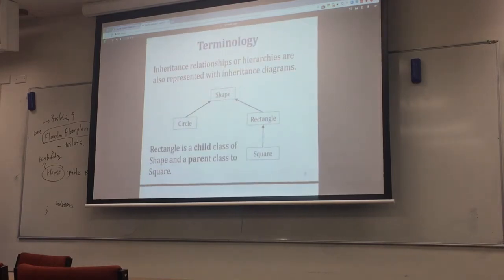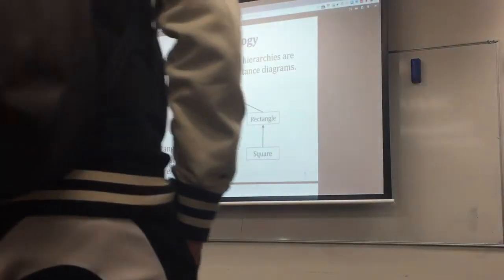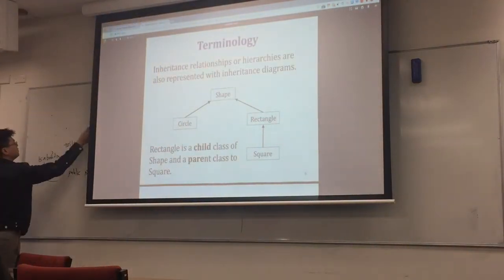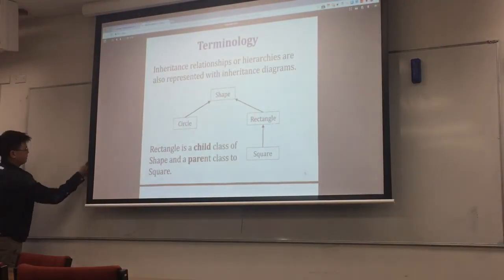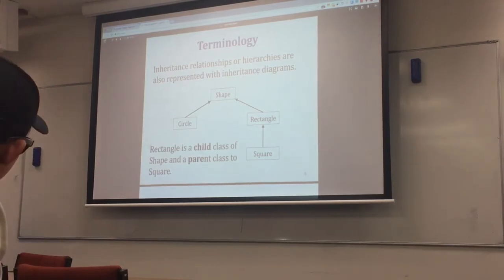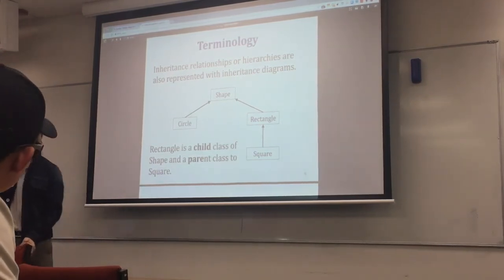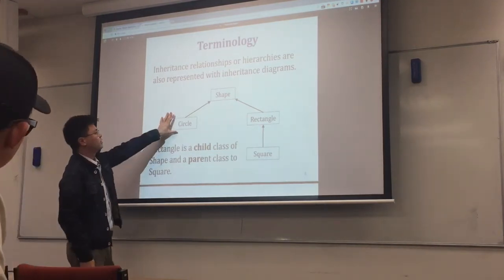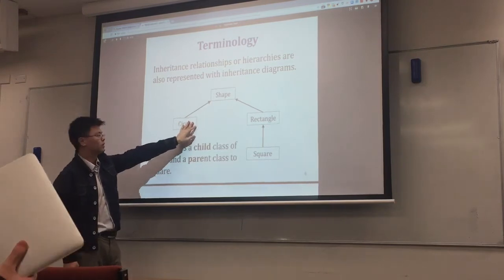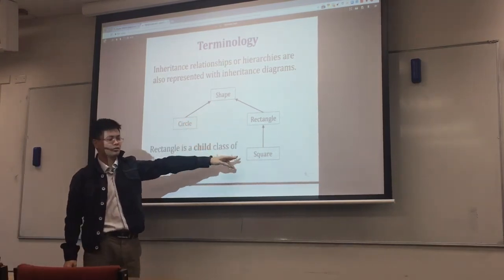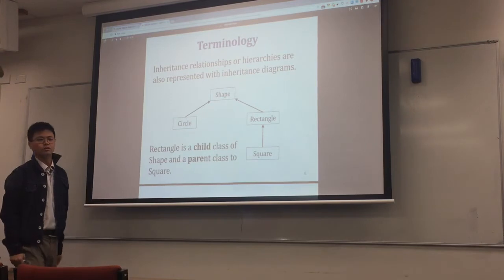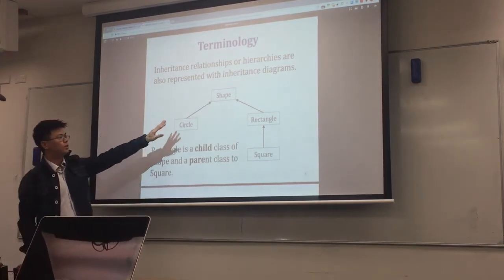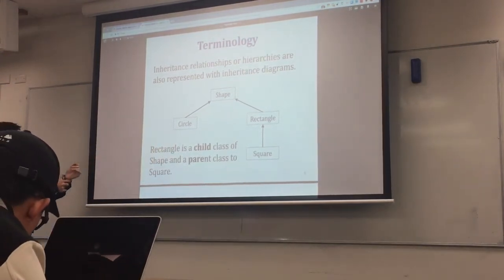Alright, so let's come to a different example. It's a little bit more complicated. So here we have a shape: circle, rectangle, square. Right? In terms of terminology, you say a circle is a shape, a rectangle is a shape, and a square is a special case of a rectangle.